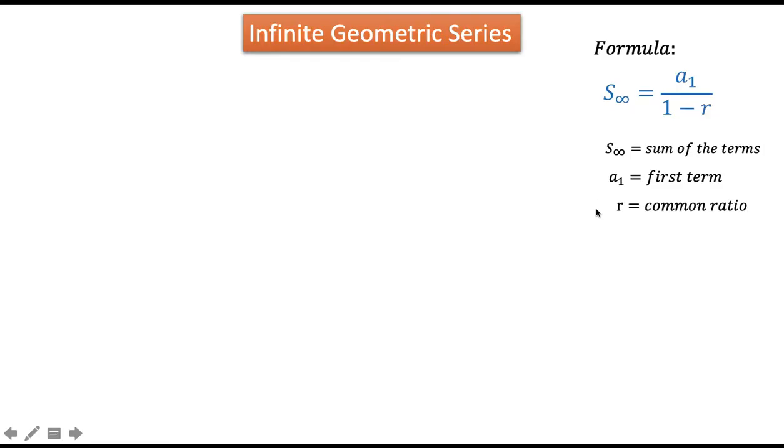In dealing with infinite geometric series problems, this formula is being used: S sub infinity is equal to A sub 1 over 1 minus R, where S sub infinity is the sum of the terms, A sub 1 is the first term, and R is the common ratio, but R must be less than 1 and more than negative 1.